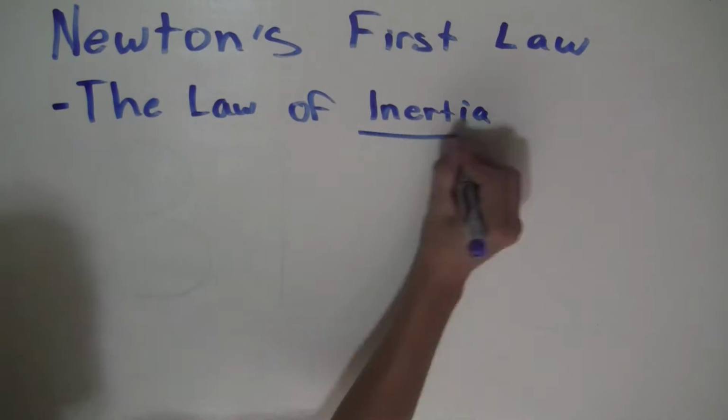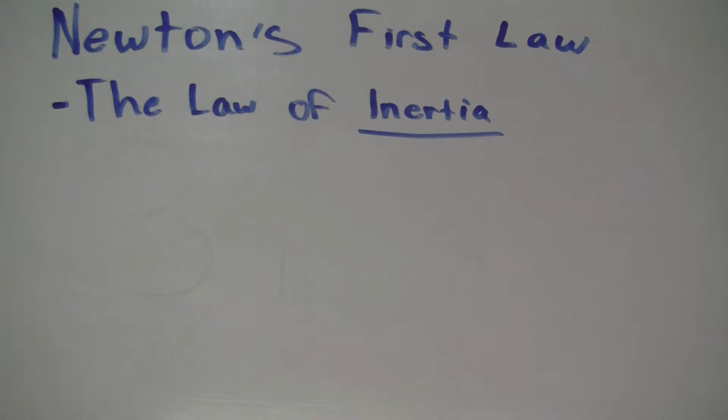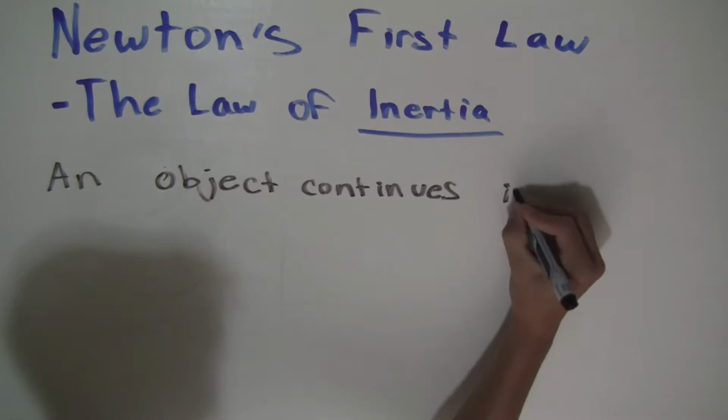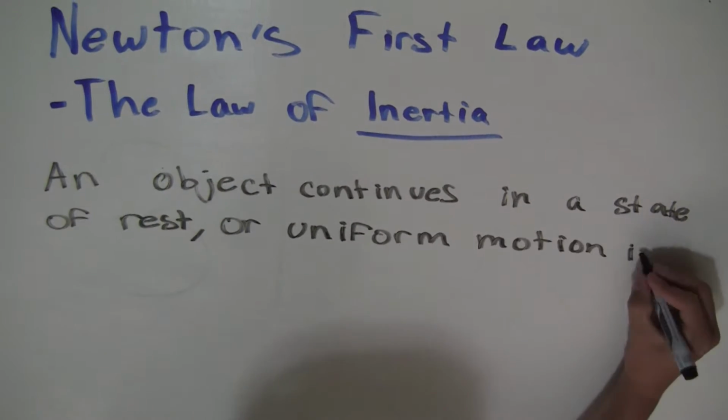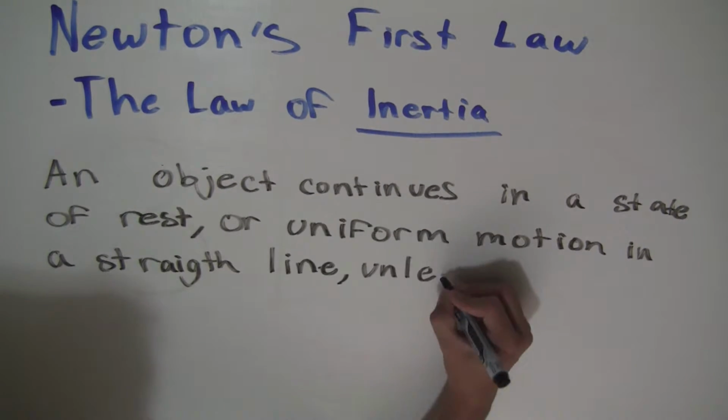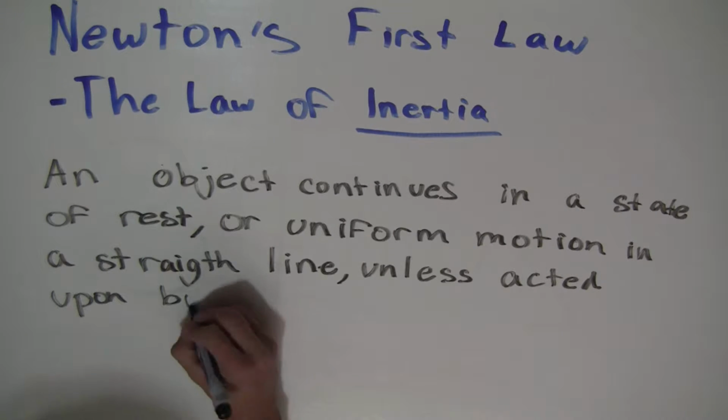Newton's first law of motion, often called the law of inertia, states that an object continues in a state of rest or uniform motion in a straight line unless acted upon by an unbalanced force.